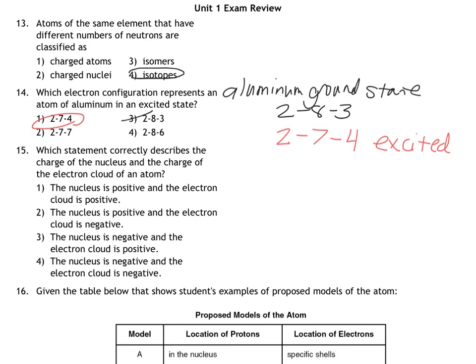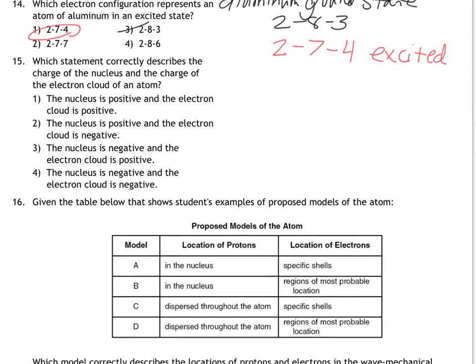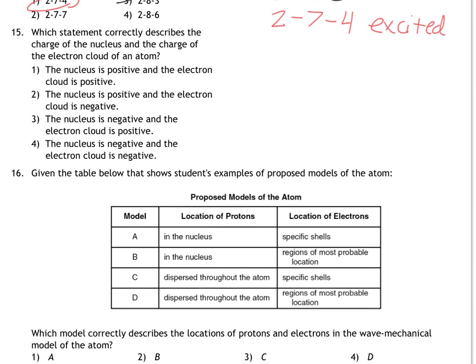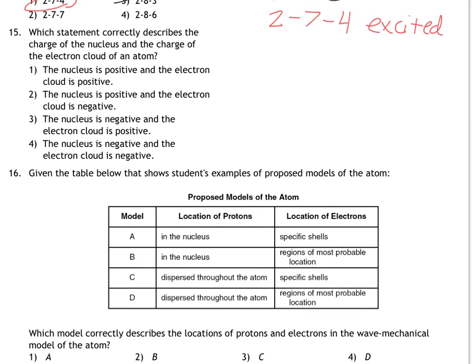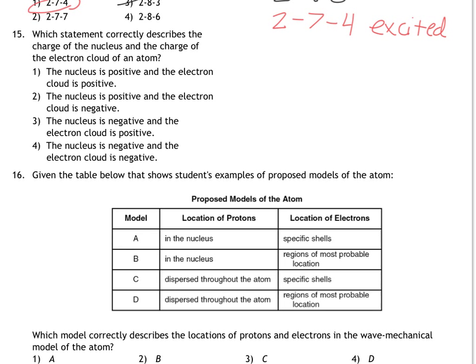All right, so moving further, which statement correctly describes the charge of the nucleus and the charge of the electron cloud? So, okay, the nucleus is most certainly positive and the electron cloud is most certainly negative. So that's choice 2 from what I can see.